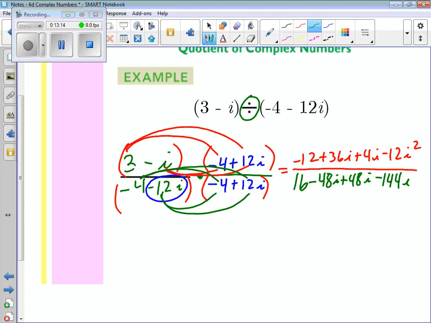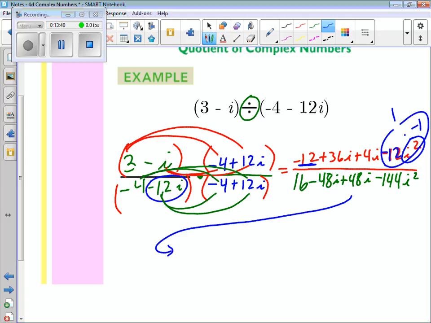So now let's look at simplifying the numerator. So we have i squared, think of that as negative 1, so we have negative 12 times negative 1, which is a positive 12. We're going to add that to negative 12, and that's going to cancel out. So we don't have that anymore. We have 36i plus 4i is 40i. So that's all the numerator is.